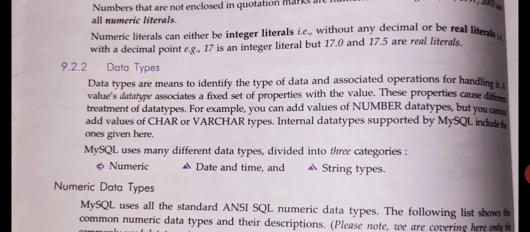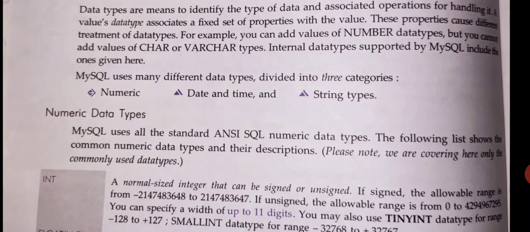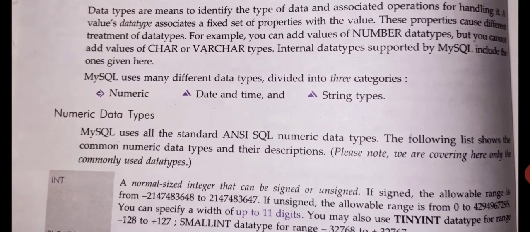Now next, let's move to data types. Data types identify the type of data, meaning what type of data it is. For example, we can add values of number data type, but we cannot add values of char or varchar types. The internal data types supported by MySQL include the ones given here. MySQL uses many different data types divided into 3 categories: numeric data types, date and time, and string types. Numeric data types: MySQL uses all the standard ANSI SQL numeric data types.